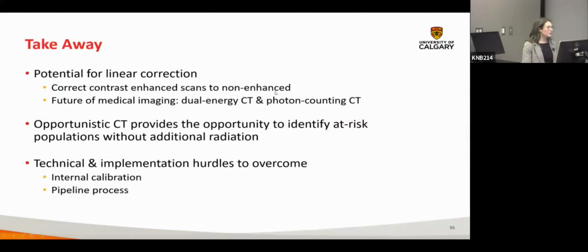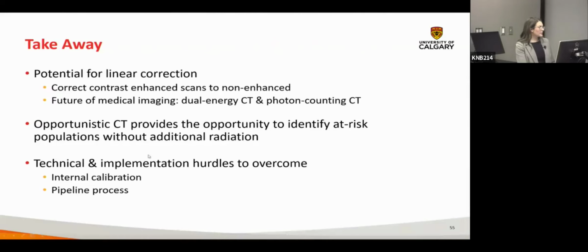And then just to note some of the future medical imaging, since the CT scans we're currently using are polychromatic, as the future rolls forward, we're going to see more dual energy CTs and photon counting CTs, which means we can get a better calibration in terms of figuring out what the tissue Hounsfield units are.